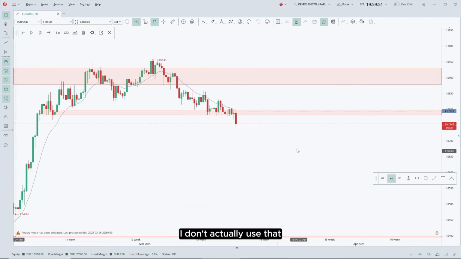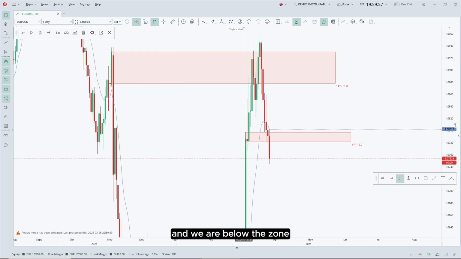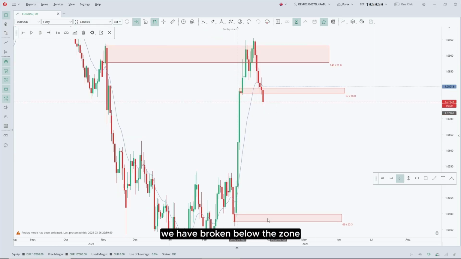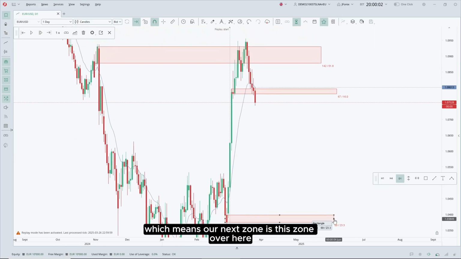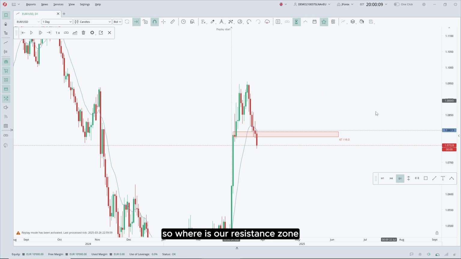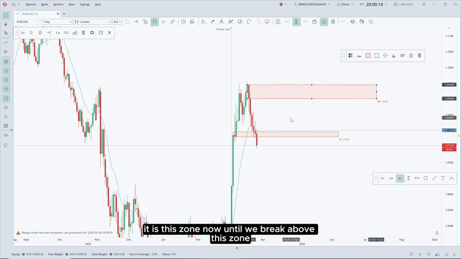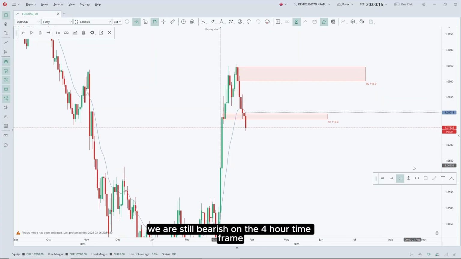I only use the 13 EMA on the 4H, and we are below the zone. We have broken below the zone, which means our next zone is this zone over here, and now we are bearish. So where is our resistance zone? It is this zone. Until we break above this zone, we are still bearish.